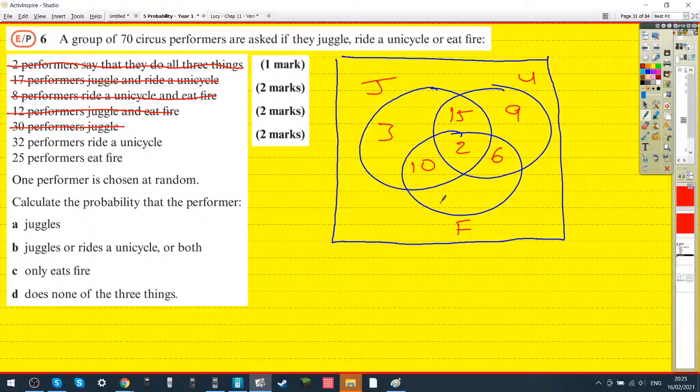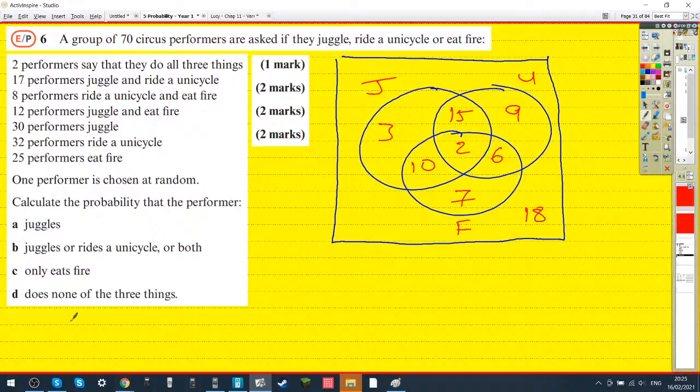Yeah, 7. Okay. And then you'd add them all up: 7, add 10, add 3, add 15, add 9, add 6, add 2, which is 52. And 70 minus 52 is 18. So on the outside it would be 18. Great.